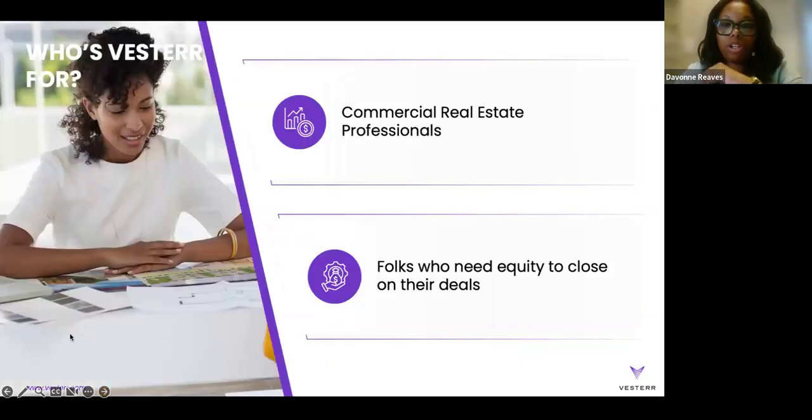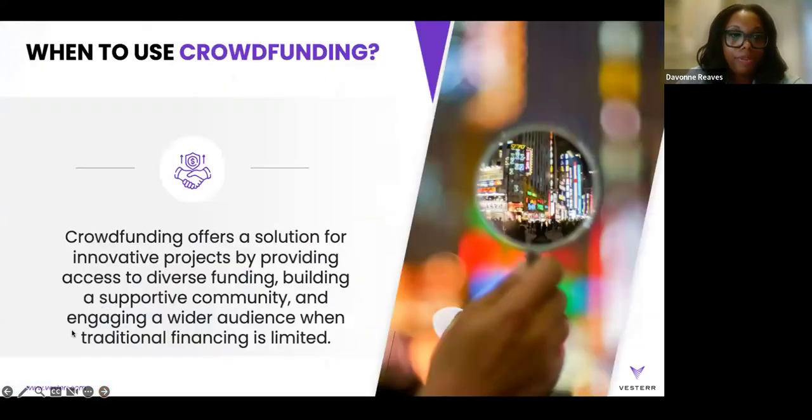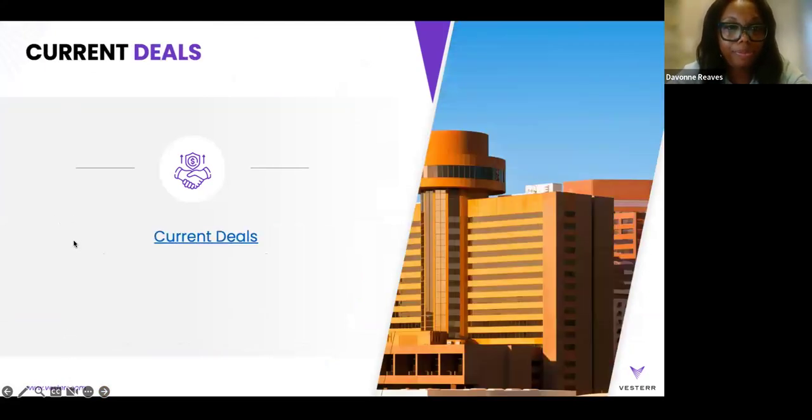So who is Vestor for? We really focus on commercial real estate professionals and commercial real estate deals, right? These are for the folks who need equity to close on their deals or who are looking to invest in opportunities. You want to use crowdfunding when you've exhausted your friends and family, you don't know where to go, or you're looking for an alternative way to get financing for your project. That's the best time to use crowdfunding.